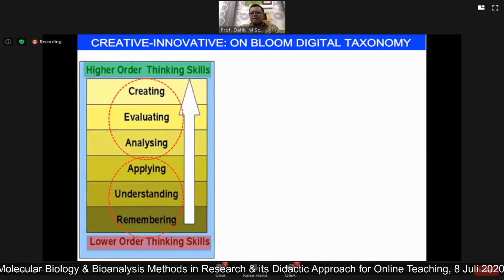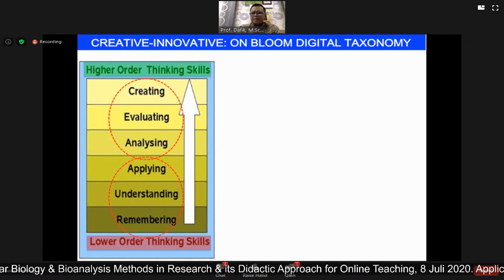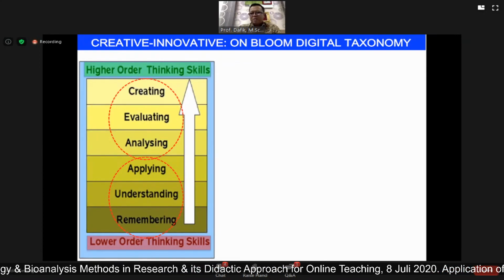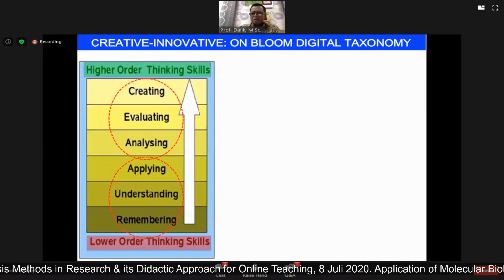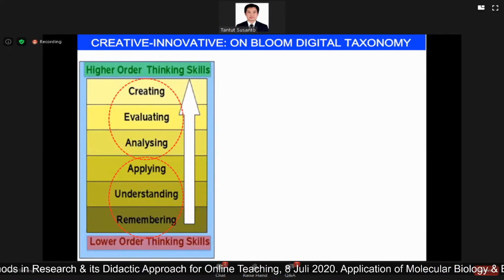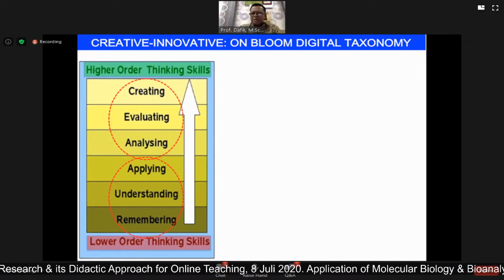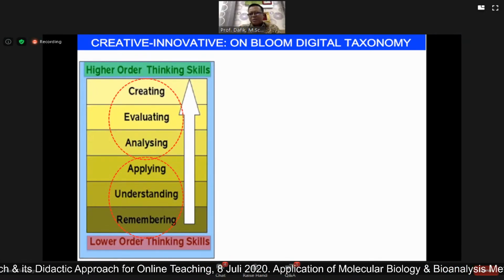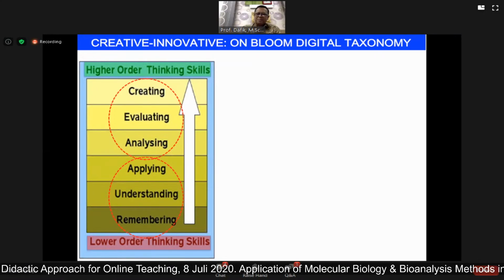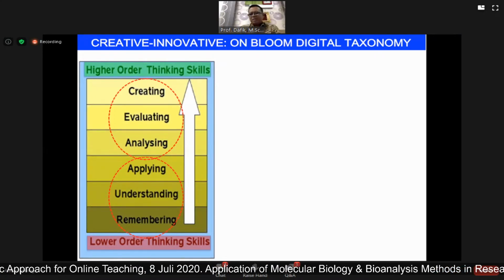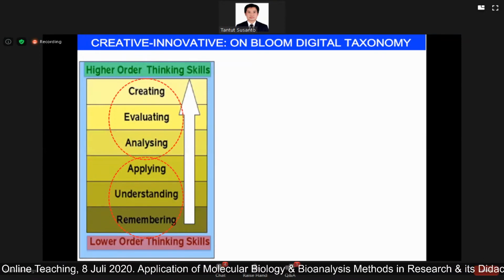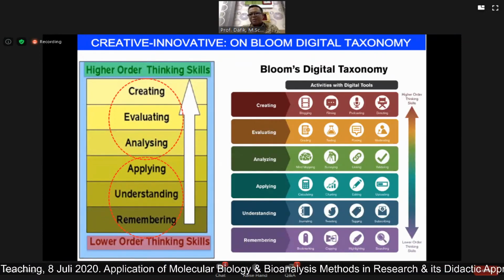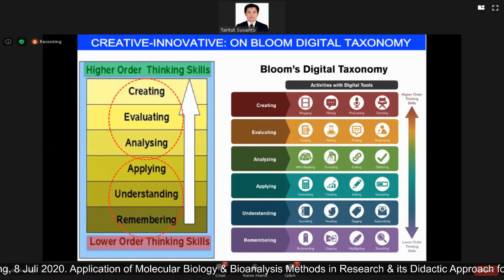Creative and innovative in Bloom's taxonomy is considered the highest level of cognition, which can be pursued in such a way that the student will be productive. Now there is the revised version of Bloom's taxonomy in a digital perspective. This is Bloom's digital taxonomy.